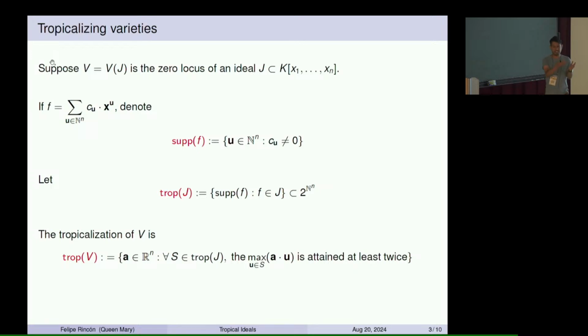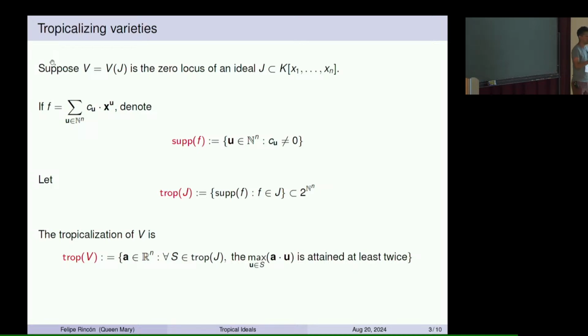So how is this process? Let me tell you the bit that we need about this tropicalization process so that you see where tropical ideals arise. Well, suppose we want to tropicalize the zero locus of some ideal of polynomials with coefficients in a field, okay? So J is some ideal of polynomials in the variables x1 up to xn with coefficients in the field k. And we want to tropicalize the zero locus of that ideal.